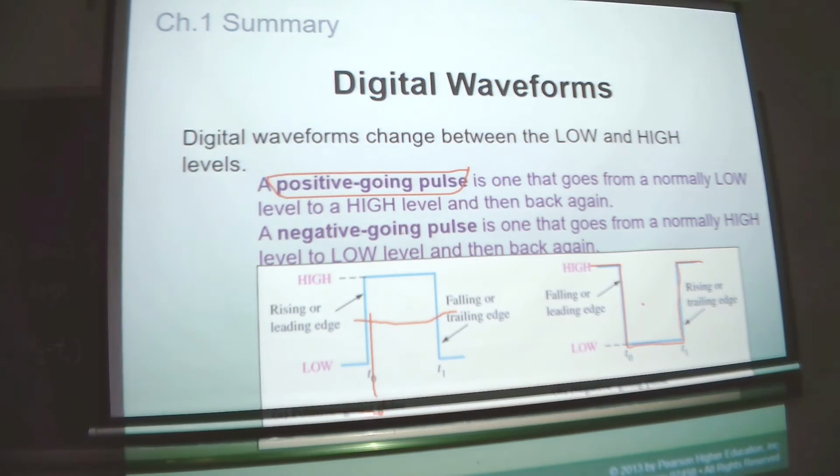These two concepts are very important. We can use these two pulses very frequently. And also this edge is called falling or leading edge because it varies from high to low. And this edge is called rising or trailing edge. Yes, it is from low to high. So this pulse is called a negative going pulse.